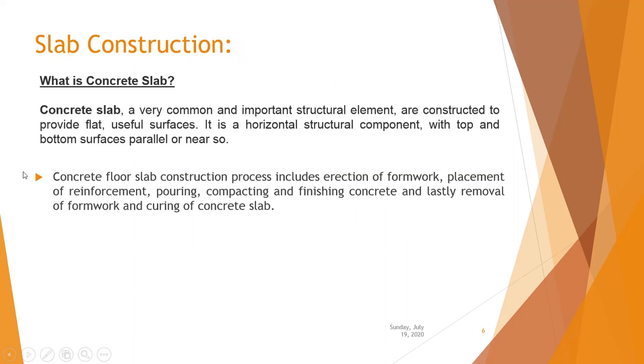So now we can go to the slab construction, a brief theory about slab construction. What is the concrete slab? Concrete slab is a very common and important structural element constructed to provide flat, useful surfaces. It's a horizontal structural component with top and bottom surfaces parallel or nearly so. The concrete floor slab construction process includes the erection of formwork. Erection means the creation of the formwork. Then placement of reinforcements, pouring of concrete, compacting and finishing concrete, and lastly removal of formwork and the curing of the concrete slab.